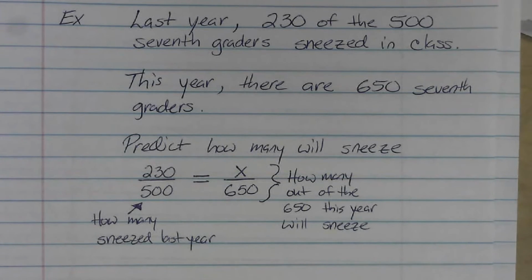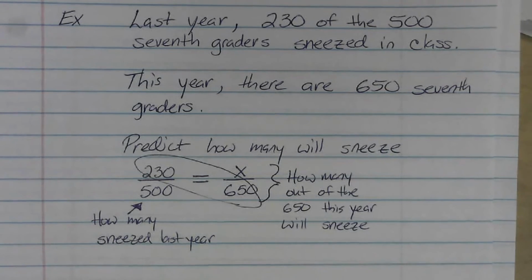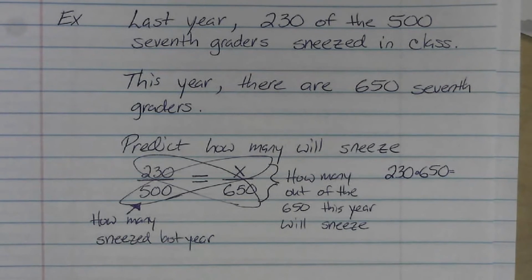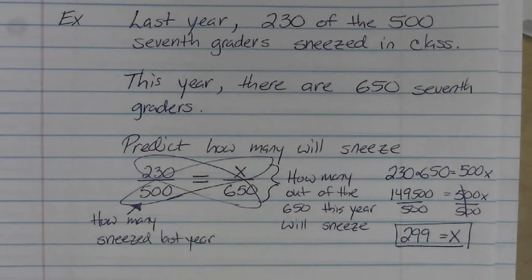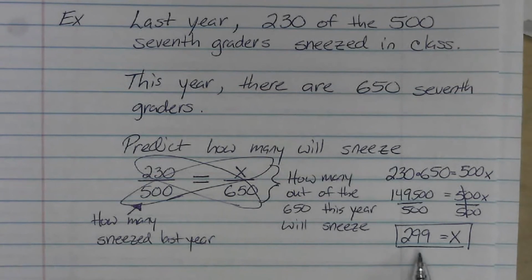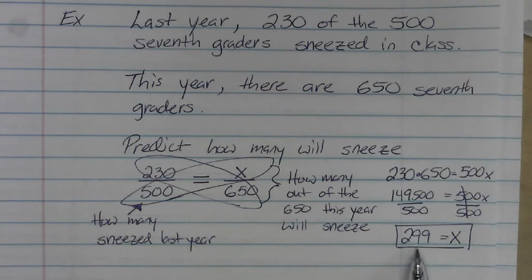Now, we solved this problem using cross products, and that goes all the way back to Chapter 1, Lesson 6. Take a look. So, 299 is what we will expect. Specifically, 299 out of the 650 students will expect to sneeze this year.